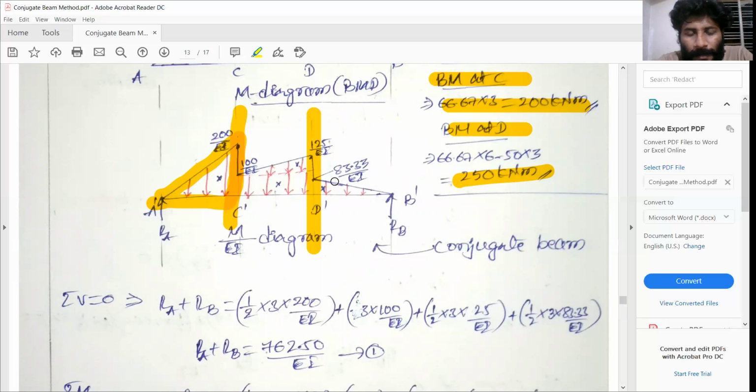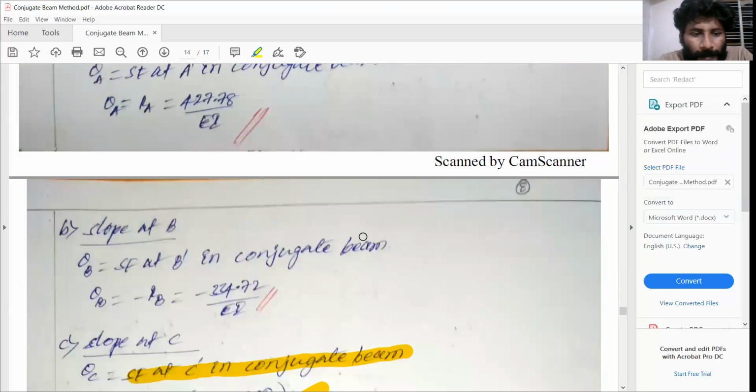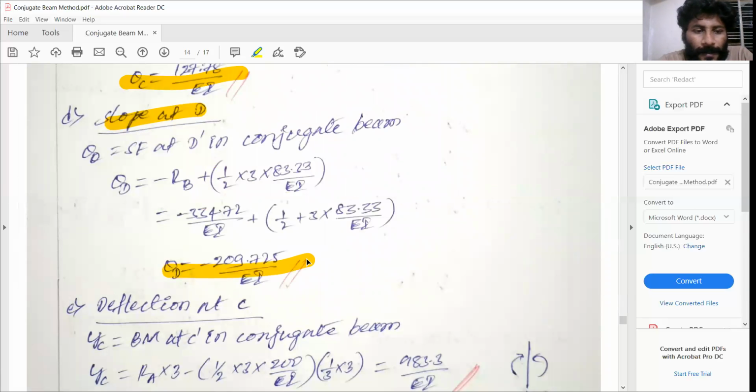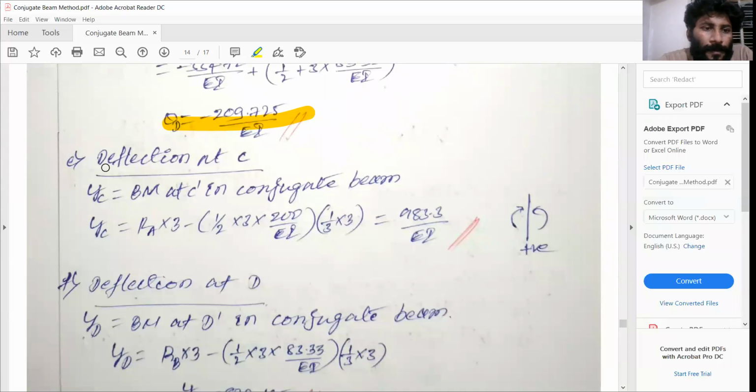So only minus RB, plus the triangular load, half into whatever the span is here, into 83.33. So you can see that the same values are substituted here: minus RB plus 1 by 2 into 3 into 83.33 by EI. After simplifying, we'll get the theta D value. Always here we get negative because it's an anti-clockwise rotation. So we have to find the deflection at C and the deflection at D.